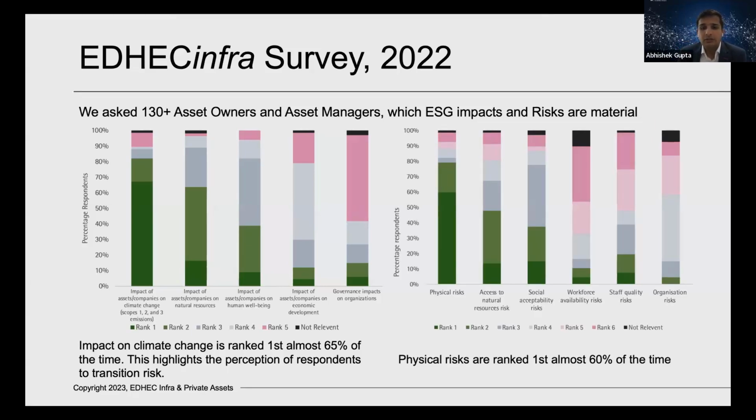Similarly, we also asked them to assess or rank these risks on the ESG category: physical risk, access to natural resources risk, social acceptability, workforce availability, staff quality, or organization. And the respondents ranked physical risk the highest, almost 60% of the time. So together, this puts the picture in very clear contrast that transition risk and physical risk are the most important in terms of the ESG impacts and risks today.